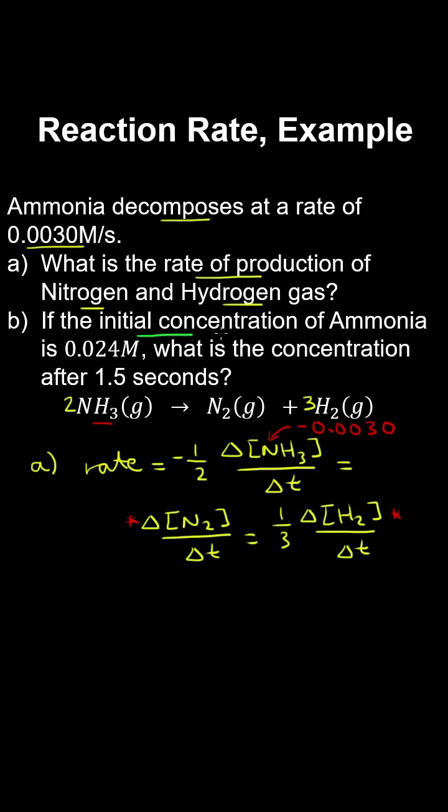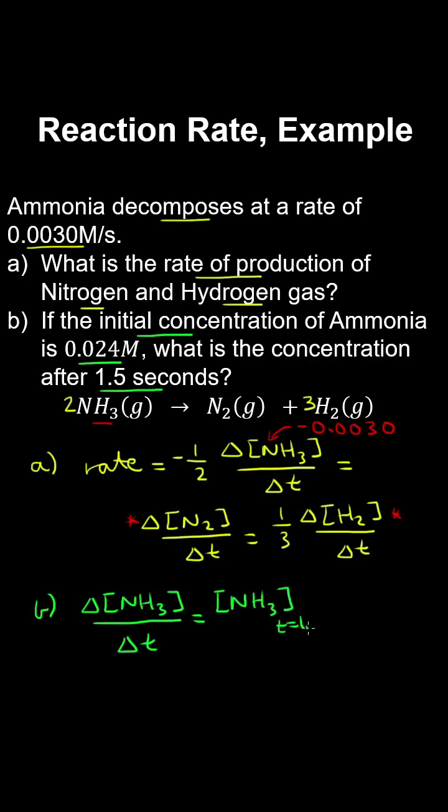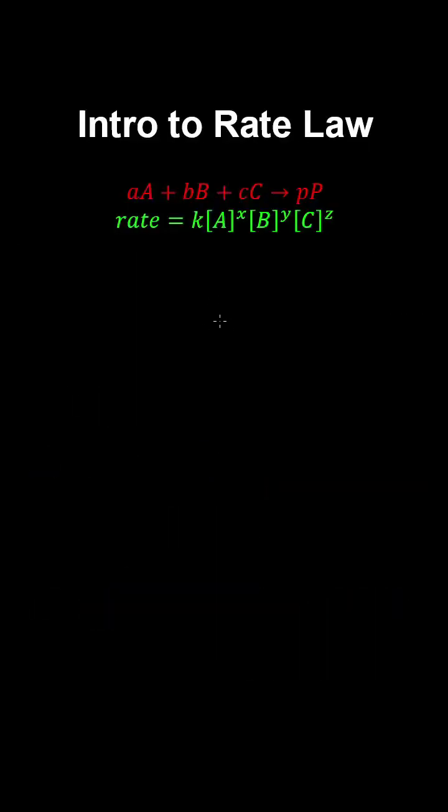Now if the initial concentration of ammonia is 0.024 molar, what is the concentration after 1.5 seconds? So we have the change in concentration of ammonia over time is equal to the concentration of ammonia at 1.5 seconds minus the initial concentration, which is given, and that's divided by the change in time. And we have the rate of decomposition given in the problem, so you can solve for the concentration of ammonia at 1.5 seconds. We can use experimental methods like spectrophotometry to monitor the concentration of reactants and products to determine the rate of a reaction.